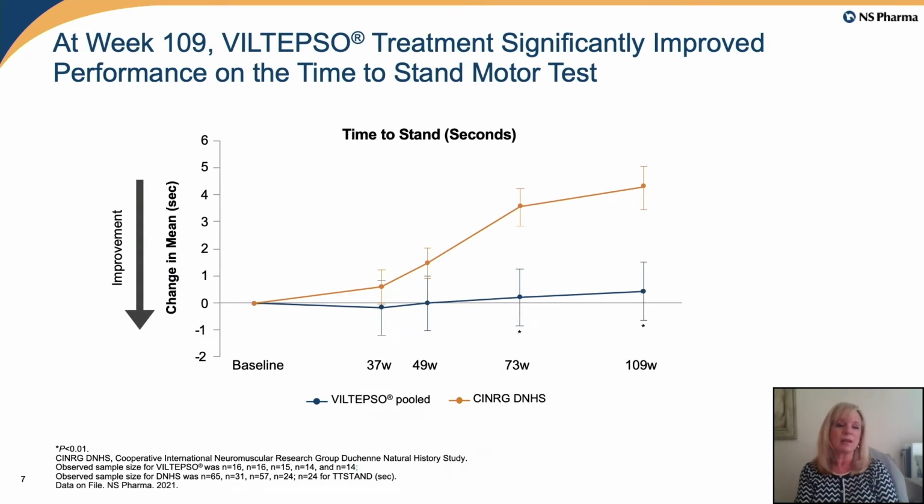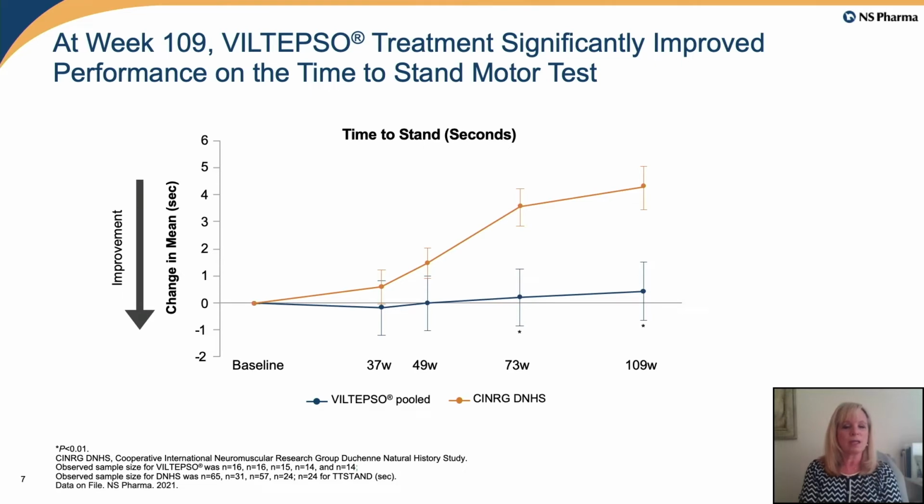On this slide, we're looking at the primary endpoint of the long-term extension study. This is data that's been collected at up to 109 weeks, so over 2 years of therapy. In this group, we're looking at time to stand in seconds, so this is the primary endpoint. We see that in blue are the patients who received Viltepso therapy over this 2 year time period. In gold, we see the patients who make up the historical control group.